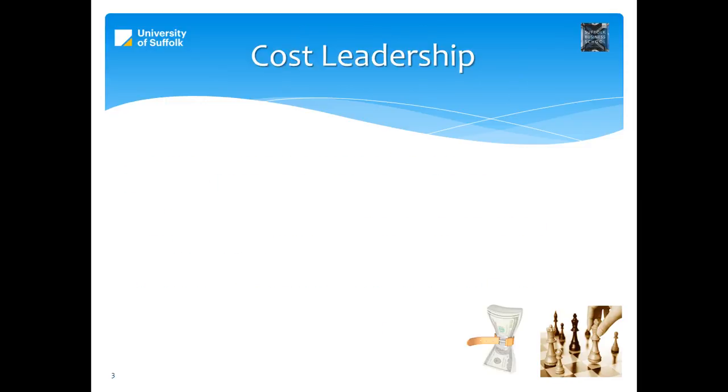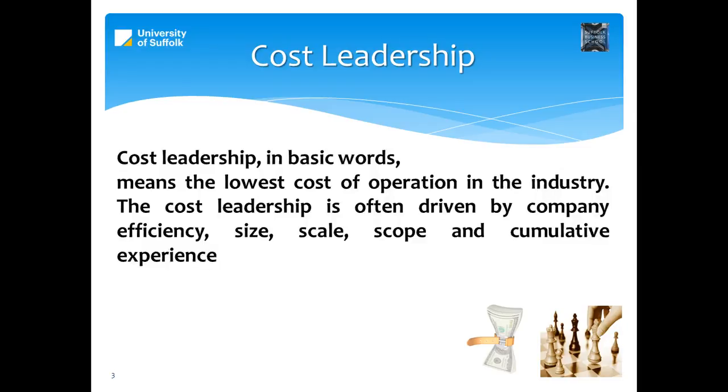We've been talking about what cost leadership is, and if you remember, it's a concept developed by Michael Porter, and it's used in business strategy, and it describes a way to establish competitive advantage. So in basic words, we're looking at the definition of being something like the lowest cost of operation in the business. Cost leadership is often driven by company efficiency, scale, scope, and cumulative experience.